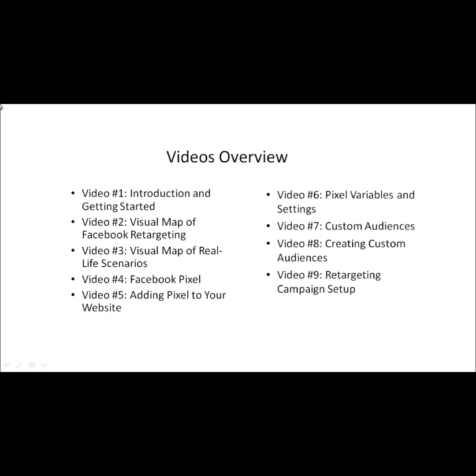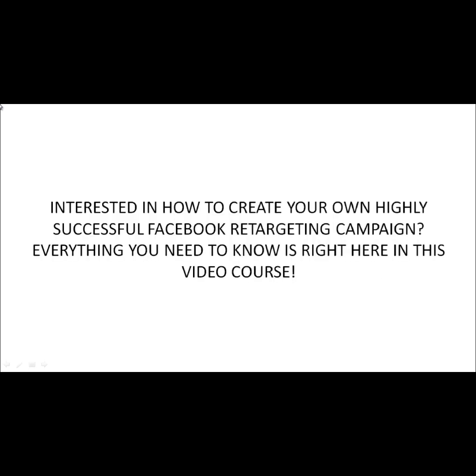Video number 6, we'll talk about pixel variables and settings, otherwise known as standard events. Video number 7, we'll talk about custom audiences, and of course, how to create custom audiences in video number 8. And of course, last but not least, video number 9, we'll talk about retargeting campaign setup. So we're going to take everything that you've learned up until this point and set up a campaign to show you how to implement and embed the custom audiences within that retargeting campaign. So if you're interested in how to create your own highly successful Facebook retargeting campaign, everything you need to know is right here inside this video course.